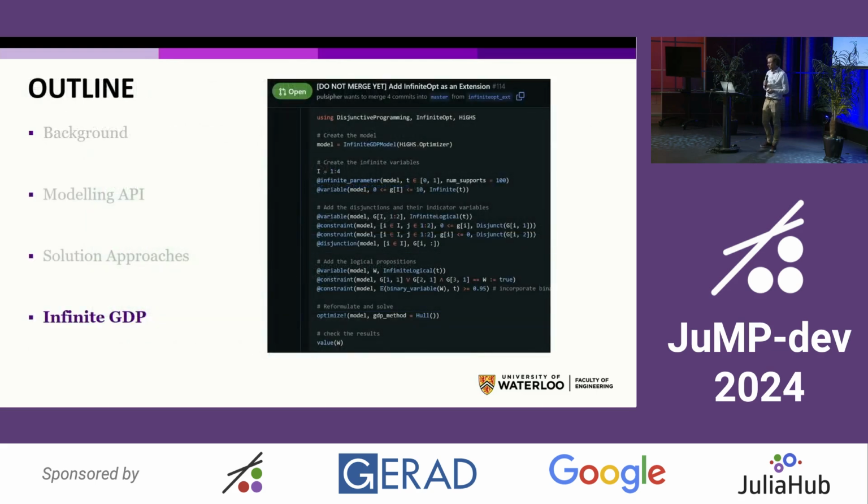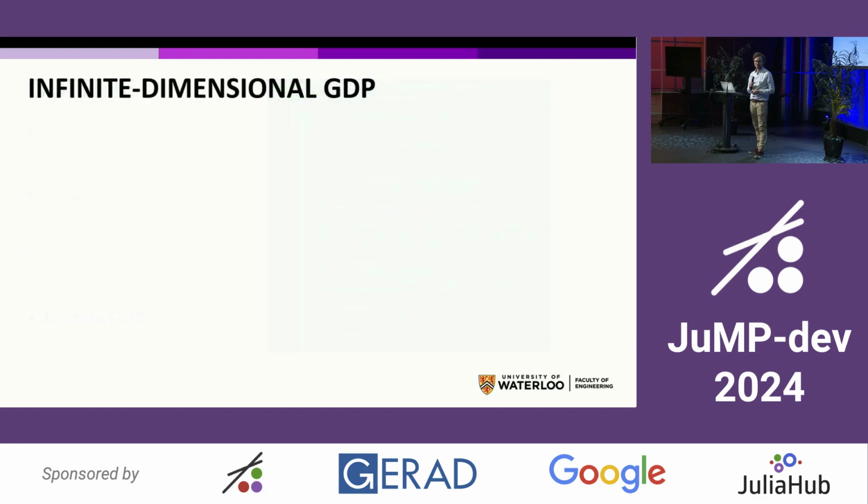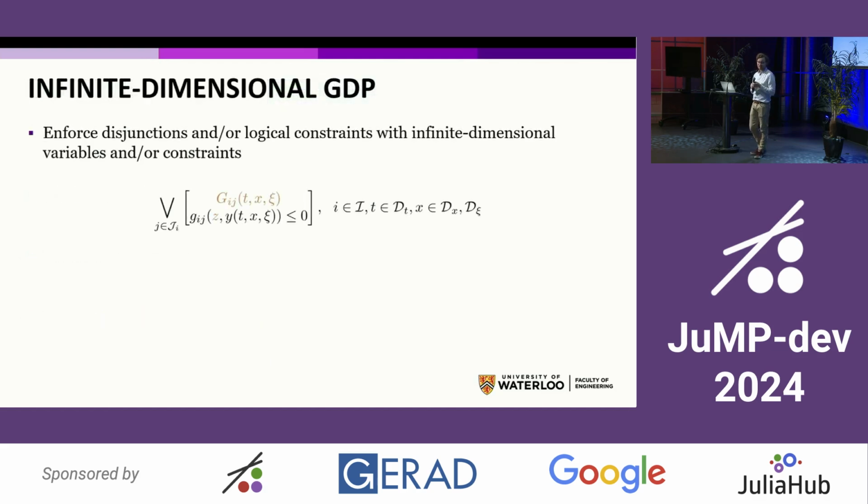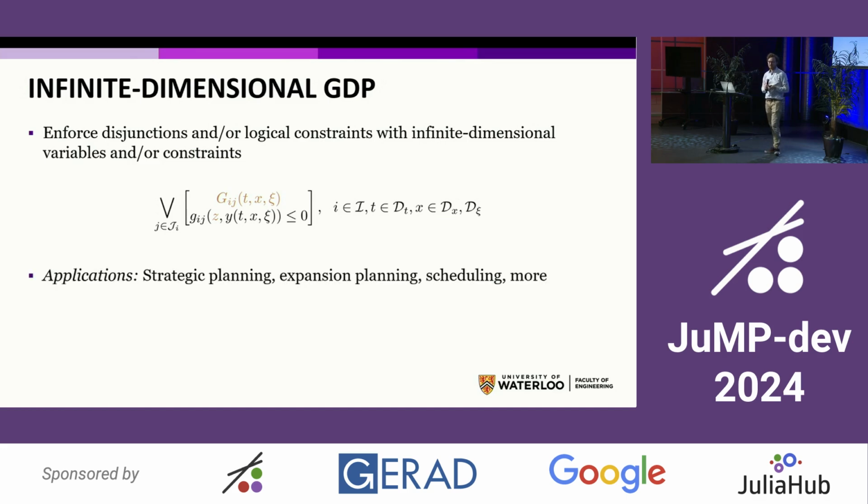Finally, the last thing I want to mention is we got this working for infinite dimensional GDPs, which is the only place this exists to my knowledge. So the basic idea here is we have disjunctions, but this time they can be infinite dimensional. So you could have space, time, uncertainty, all the usual InfiniteOpt type suspects. This comes up in quite a few different applications, such as control, expansion planning, strategic planning, scheduling.